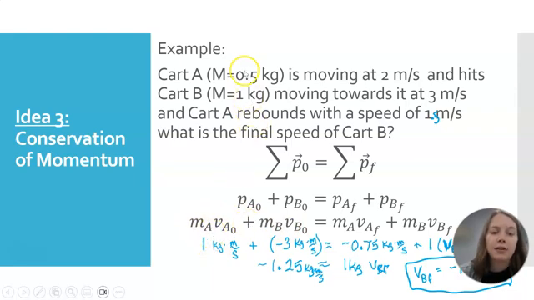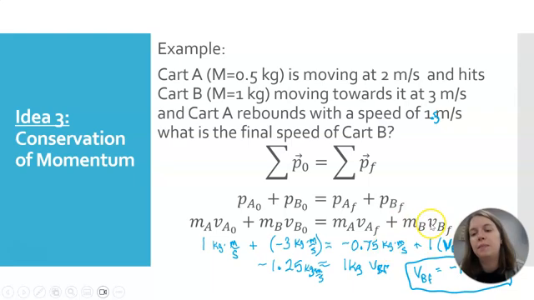So 0.5 kilogram times 2 meters per second is going to be 1 kilogram times meter per second. Plus m_B is 1 times v_B initial, which is 3. So it's to the left, so it's negative 3 kilogram meters per second. And we'll set that equal to the momentum that A had after, which they gave us enough information to find. The mass is 0.5 kilogram. The velocity after is negative 1.5 meters per second. So that would be a final momentum for cart A of negative 0.75 kilogram meters per second.